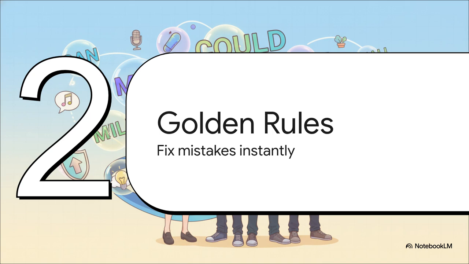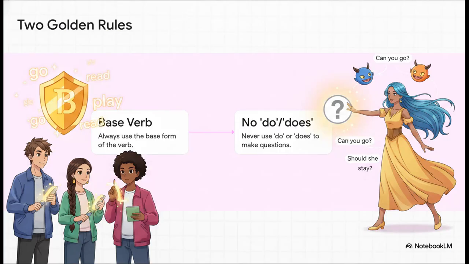Moving right along to section 2. 2 simple golden rules. These are going to fix mistakes instantly. Okay, pay close attention, because mastering just these 2 unbreakable rules will eliminate a huge portion of everyday English errors. Step 1. Always use the base form of the verb. After a modal verb, there is no s, no ing, and no past tense, just the pure base verb.